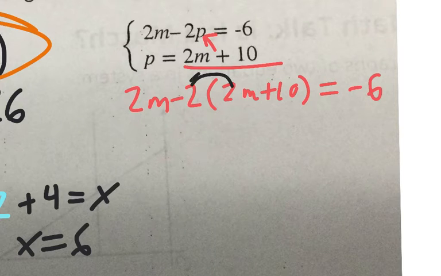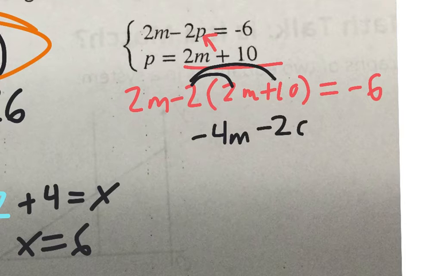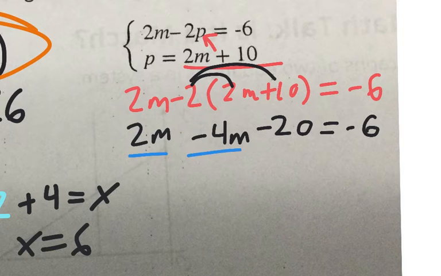Now I need to distribute. So negative 2 times 2m would be negative 4m. Negative 2 times 10 is negative 20. So I've got, bring down this 2m. Now I've got rid of the parentheses. Do I have any like terms? 2m minus 4m is negative 2m minus 20 equals negative 6.